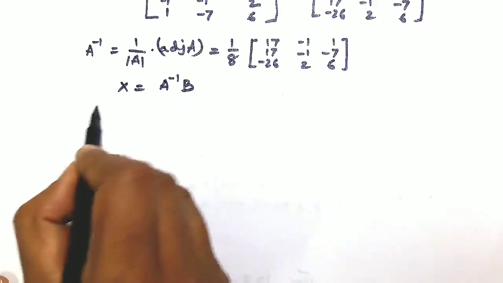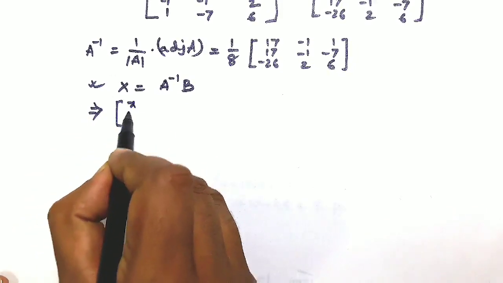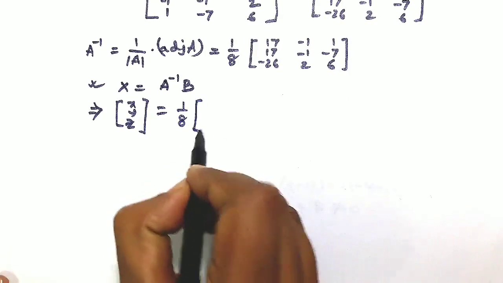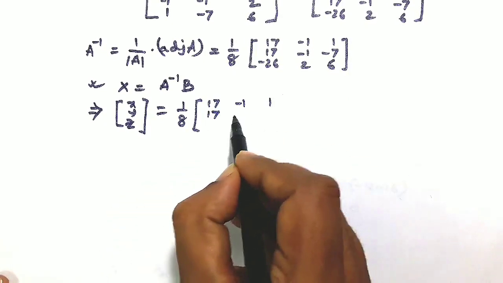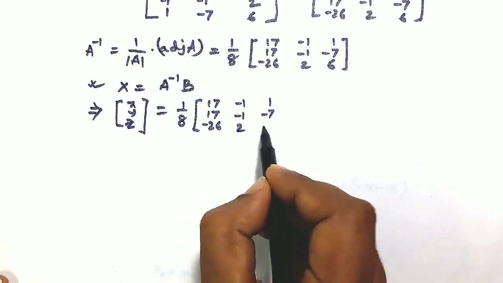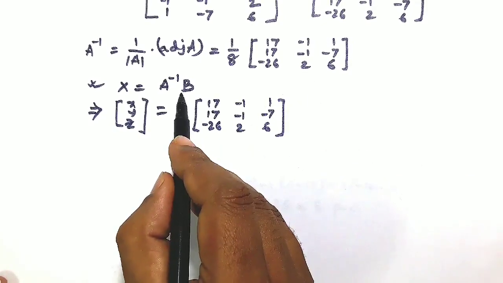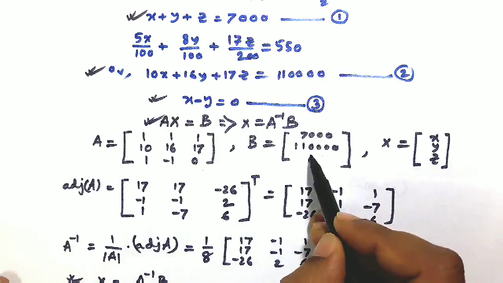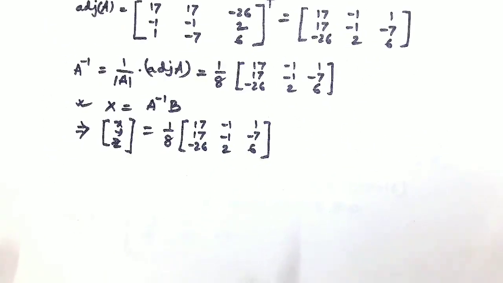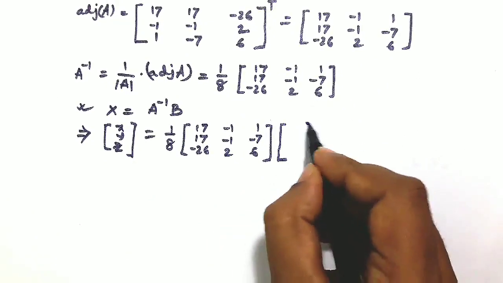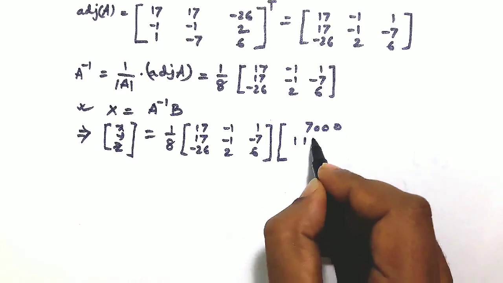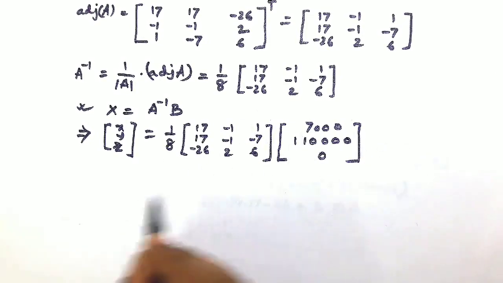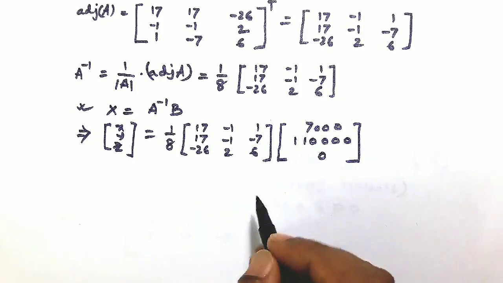Now what is X? X is here x, y, z, small x, small y, small z is equal to A inverse, just found, 1/8, 17, minus 1, 1, 17, minus 1, minus 7, minus 26, 2, 6 into B. The B matrix is this one: 7,000, 1,10,000, 0. So put it here, into 7,000, 1,10,000 and 0. This is a 3 by 3 matrix and this is a 3 by 1 matrix. So after multiplication, the order of the matrix will be 3 by 1.